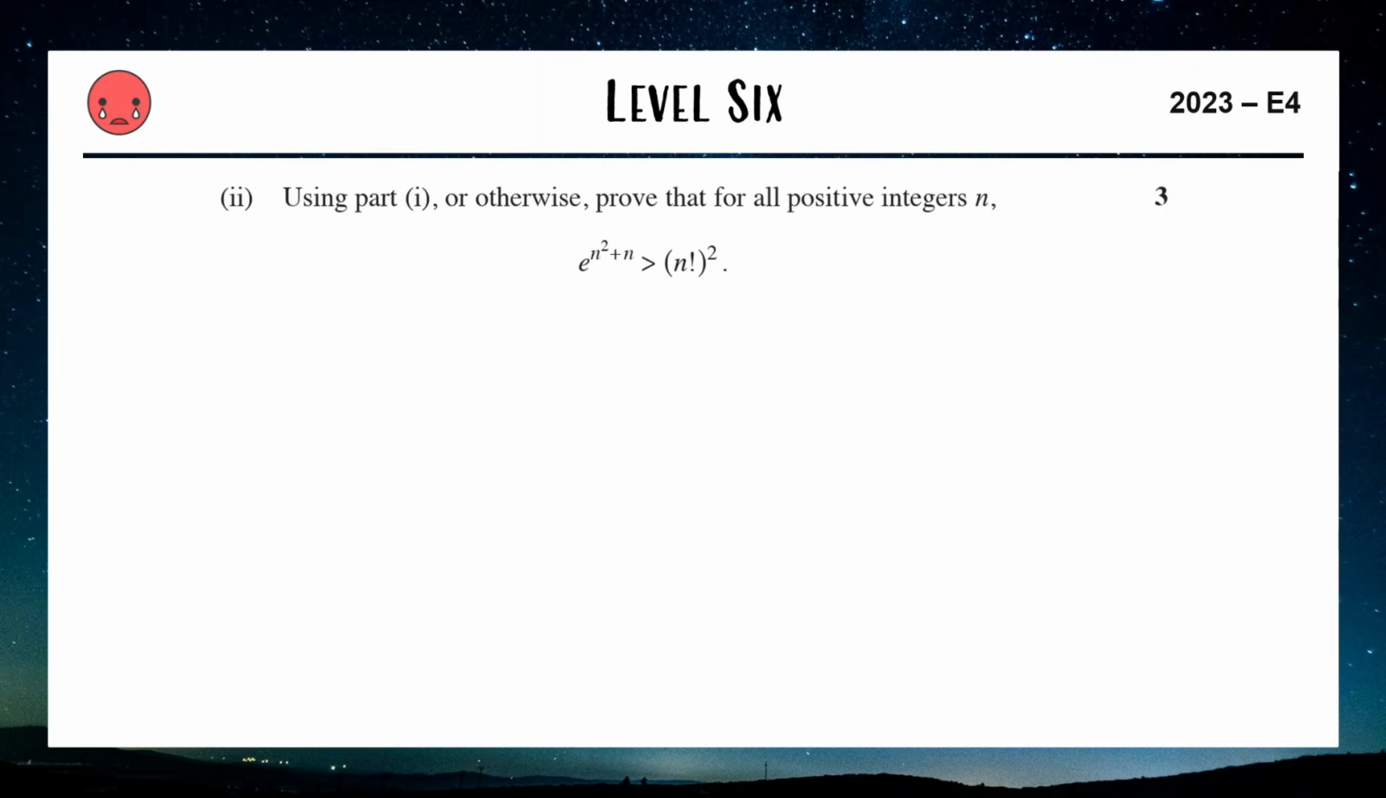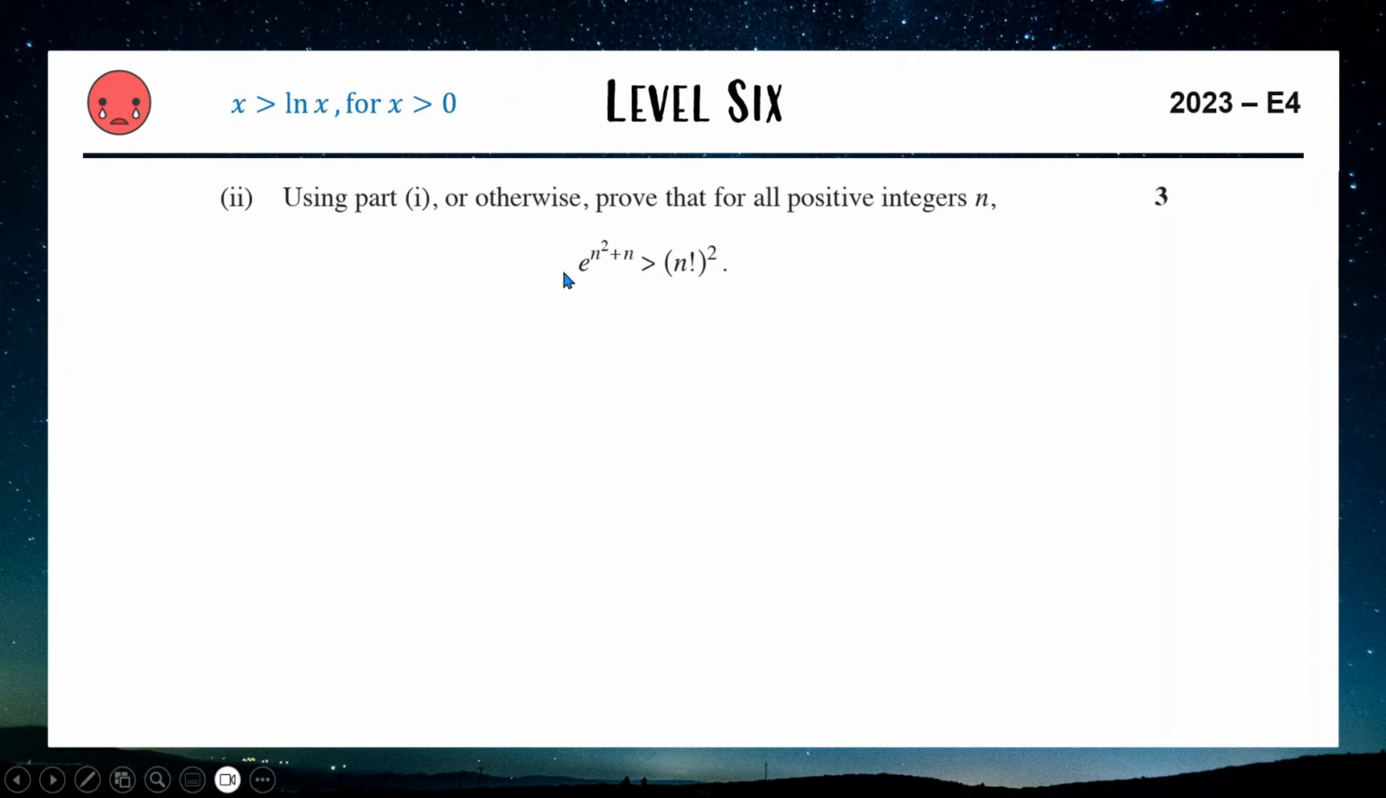Part 2 is to show that for all positive integers n, e to the power of n squared plus n is greater than n factorial squared. All right, looks like a lot of fun. All right, what can we do here? Well, part 1 was a relationship between x and log x. So how can I get this involved in this proof here?